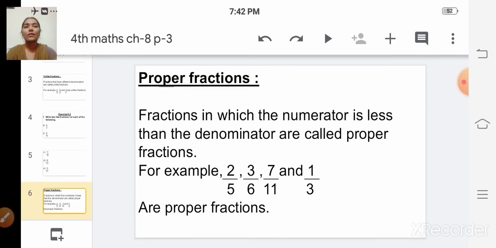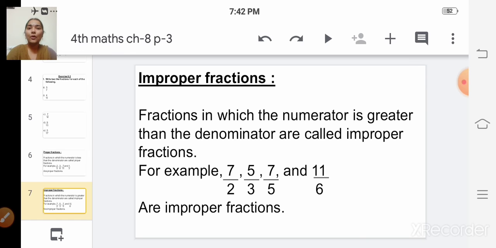The next one, improper fractions. Fractions in which the numerator is greater than the denominator are called improper fractions. So it's just opposite to the proper fraction, isn't it? In proper fraction, numerator should be less than denominator. In improper fractions, numerator is greater than the denominator.